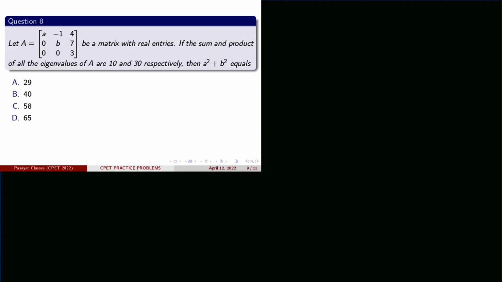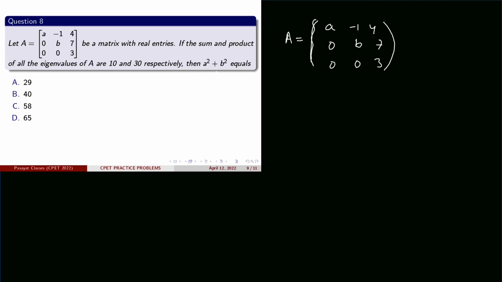Here the matrix A is given as the matrix with rows (a, -1, 4), (0, b, 7), and (0, 0, 3), a matrix with real entries. Then if the sum and product of all the eigenvalues of A are 10 and 30 respectively, then what is the value of a square plus b square?